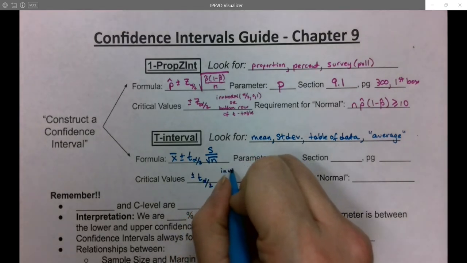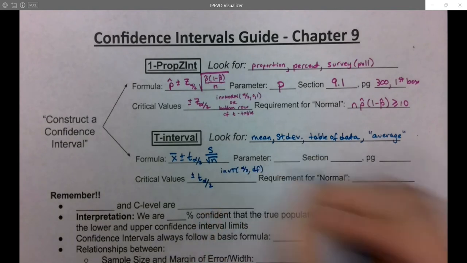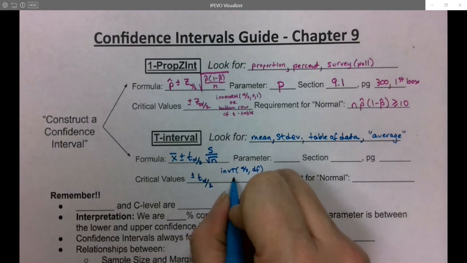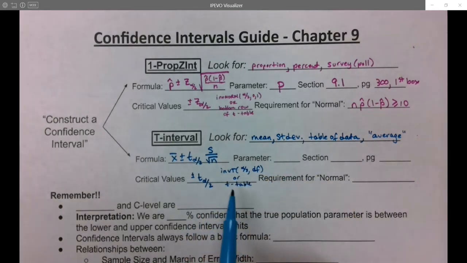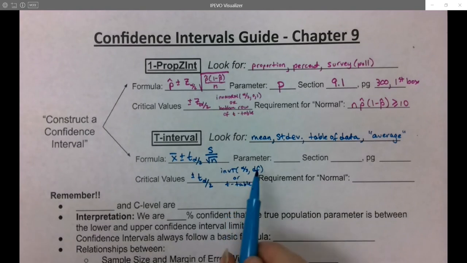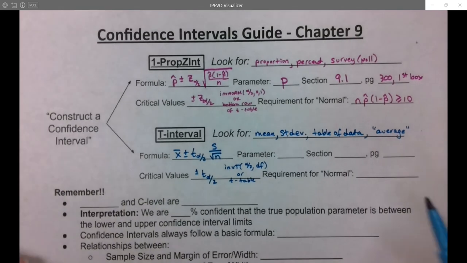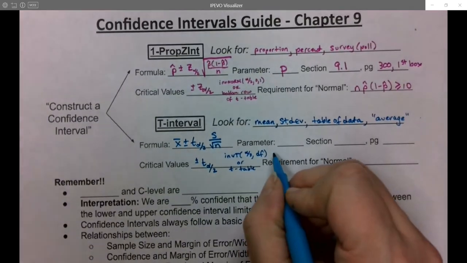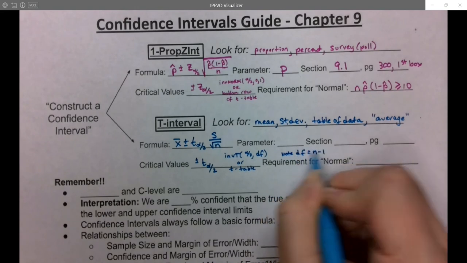and you would use alpha over 2 and then your degrees of freedom, or you would use the t-table, right? So you go to the alpha over 2 column, and you go degrees of freedom is n minus 1 for your row, which I forgot to put anywhere in here. So let me just make a little note. So note df is n minus 1.